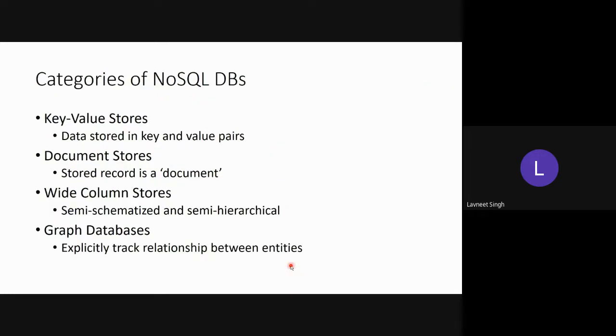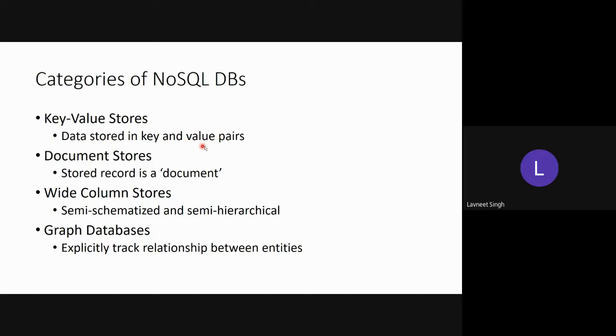Okay, so categories of NoSQL databases. There are different levels of sophistication in the NoSQL databases. So, what are those? Key value stores. Some databases are simple hash tables, key and value stores. So the data is stored in key value pairs. And this value could be a large object also, right?